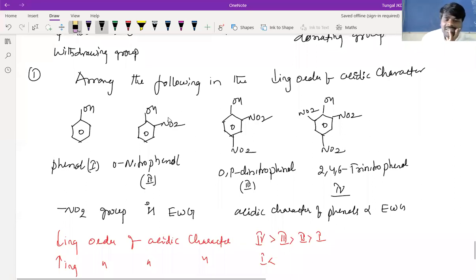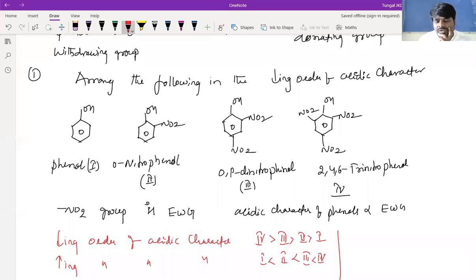Why is the acidic character increasing from left to right? Because of the electron withdrawing group linkages. If I ask which among the following is most acidic, the most acidic is the fourth. I may also ask which is the least acidic. The least acidic is the first.